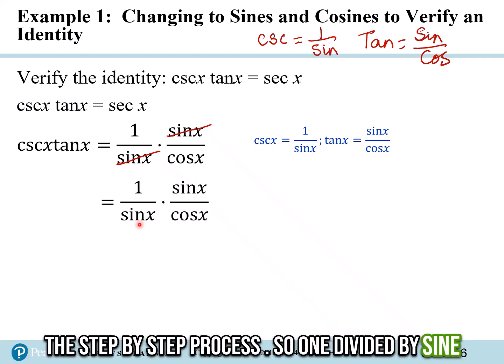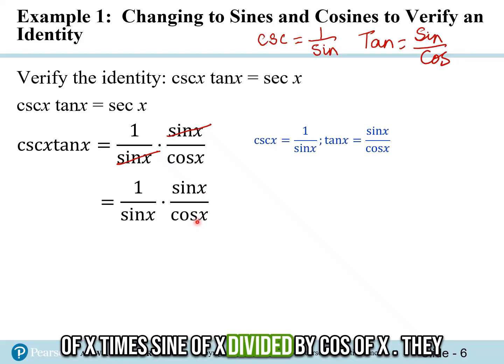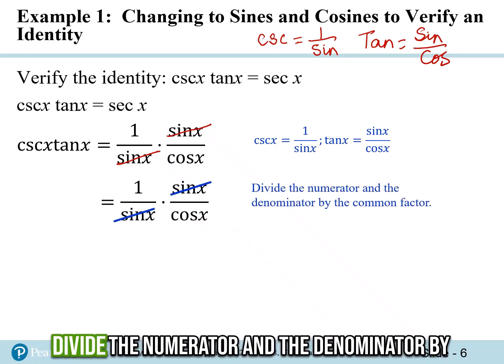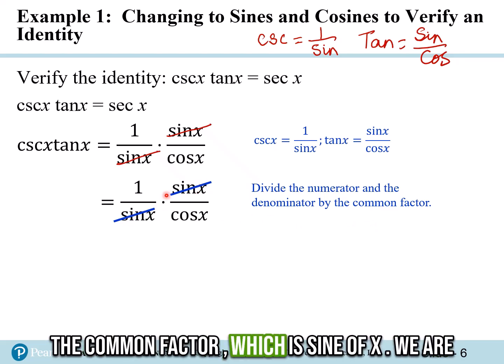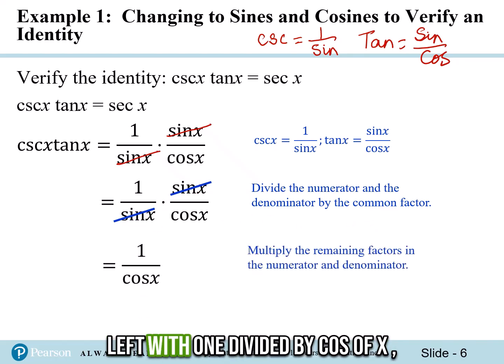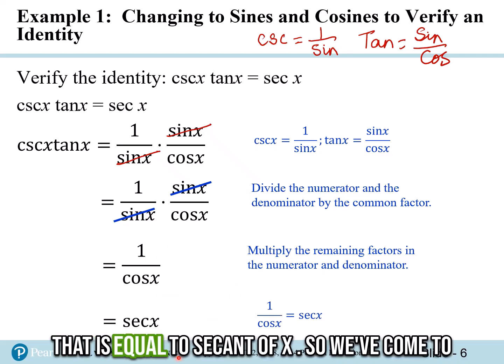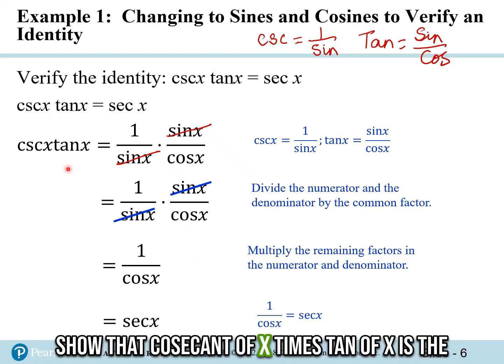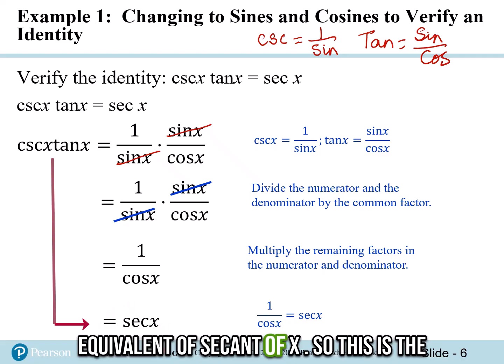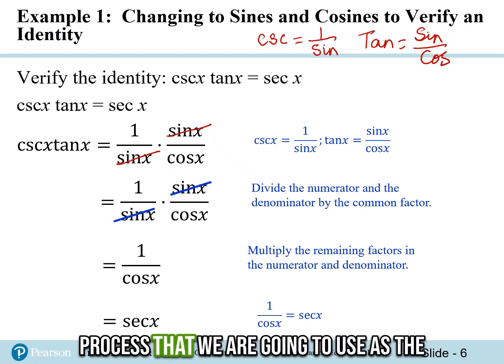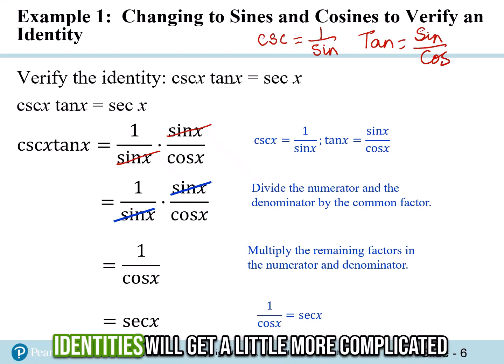So 1 divided by sine of x times sine of x divided by cos of x. They divide the numerator and the denominator by the common factor, which is sine of x. We are left with 1 divided by cos of x, and that is equal to secant of x. So we've come to show that cosecant of x times tan of x is the equivalent of secant of x. So this is the process that we are going to use as the identities will get a little more complicated.